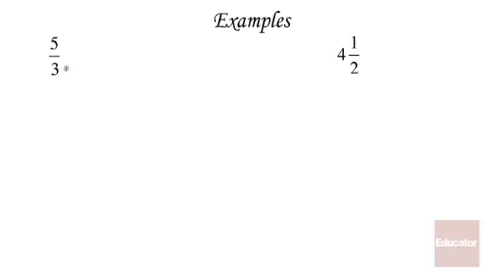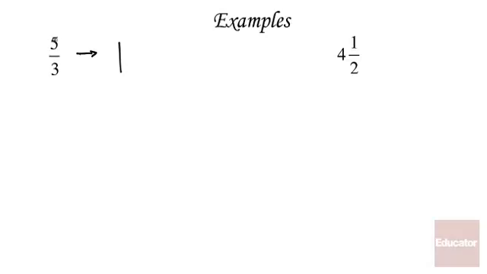In order to switch it, I see how many times the bottom number will fit into the top number. How many times does 3 fit into 5? Well, 3 times 1 is 3. 3 times 2 is 6. But 6 is too big, right? So only 1 time, and that becomes my whole number.